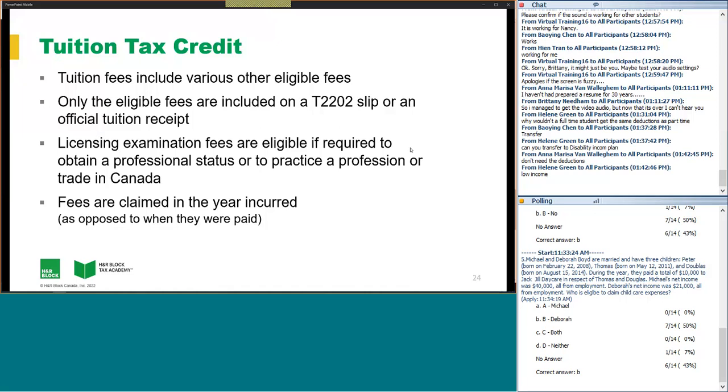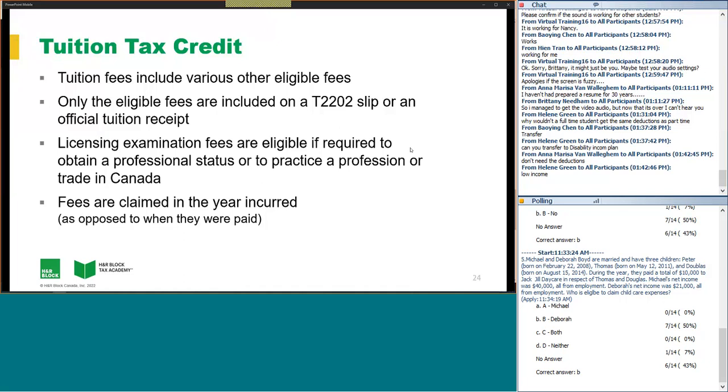So lawyers have to pass the bar exams. The bar exam fee counts as a tuition tax credit. Doctors have to pass their Royal College exams. They may have other licensing exams. Pharmacists may have licensing exams. Those fees, they don't issue you a T2202 for them.